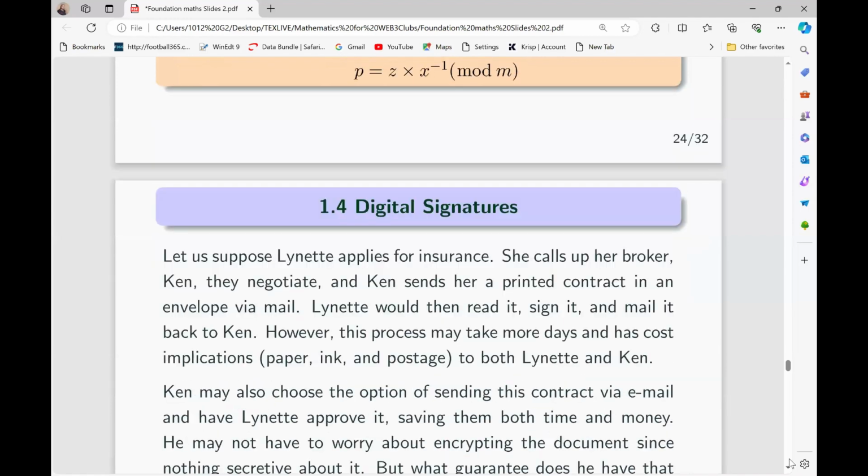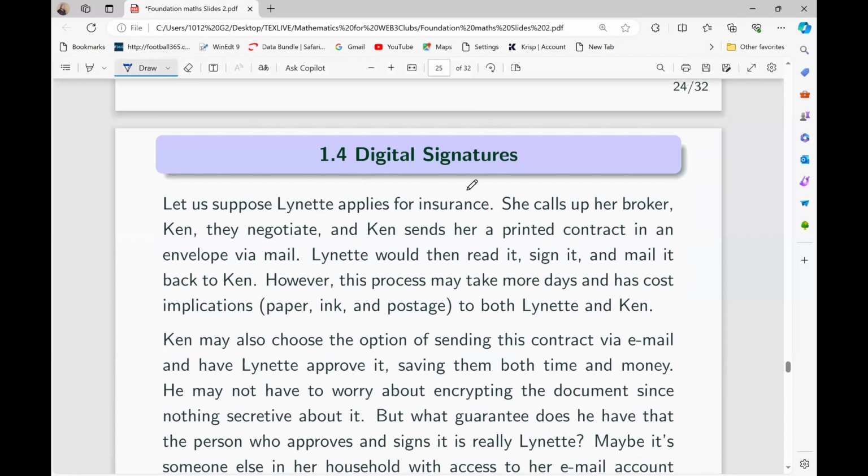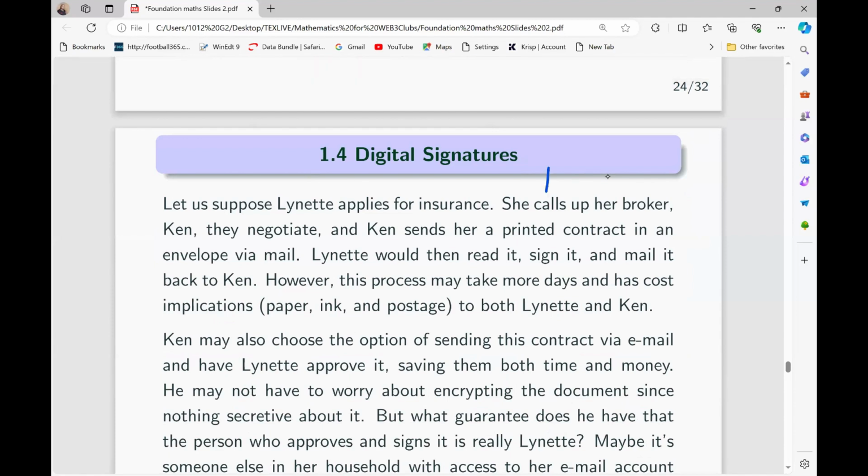Now, one of the applications of the RSA is the digital signature, and this is very important. We shall go through it, the digital signature. So we want to suppose that somebody wants to get some, let me say, contract with an insurance company. If I was to get a contract from an insurance company, and maybe I have a broker, the first thing you do, maybe you call the broker.